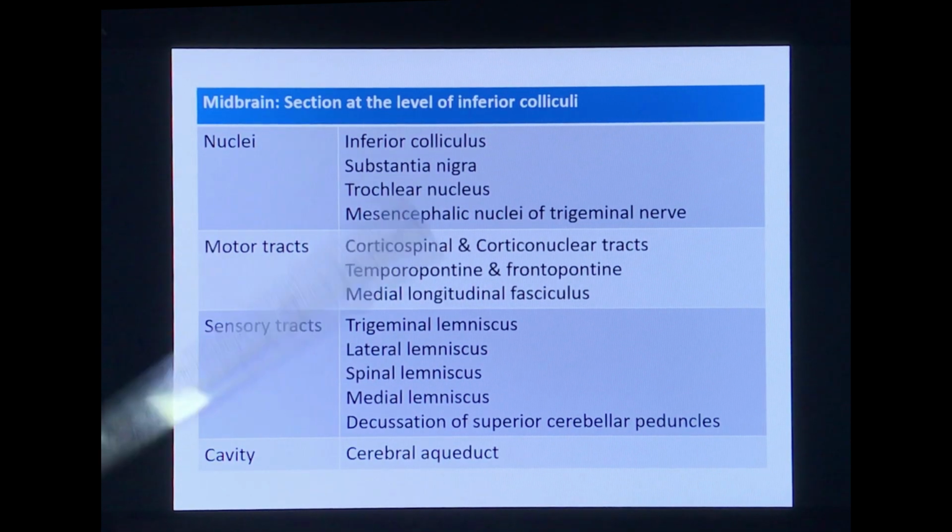So they have both crossed and uncrossed fibers. Trigeminal lemniscus is those fibers which are grouped together, which are coming from spinal and main sensory nucleus. So they all group together to form one lemniscus called trigeminal lemniscus. So they mainly have the fibers which are coming from the spinal nucleus and fibers from the main sensory nucleus.